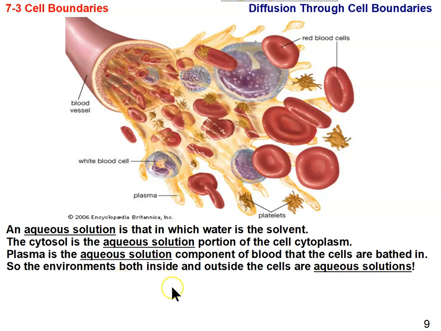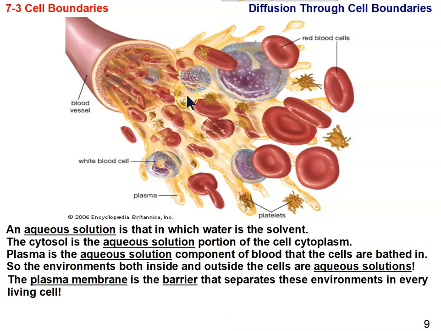So the environments both inside and outside the cells in this diagram, for example, are aqueous solution. There's an aqueous solution inside the cells, and there's an aqueous solution outside the cells. And the plasma membrane is the only thing that separates those two aqueous solutions. So the plasma membrane acts as a barrier that separates those two environments, both inside and outside the cell.